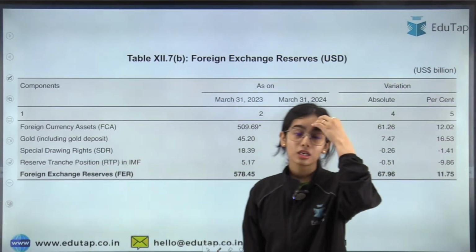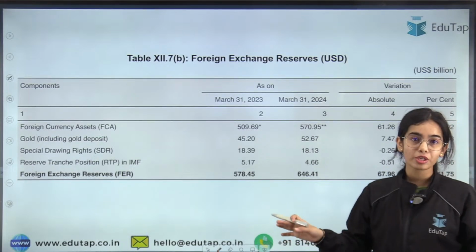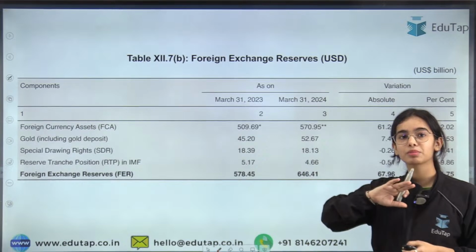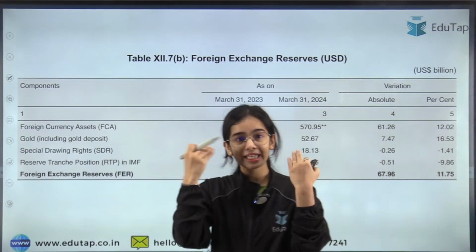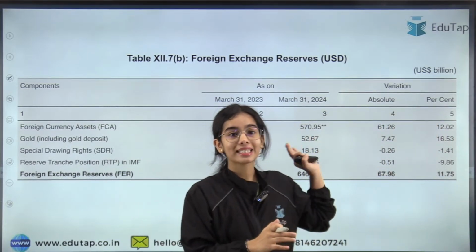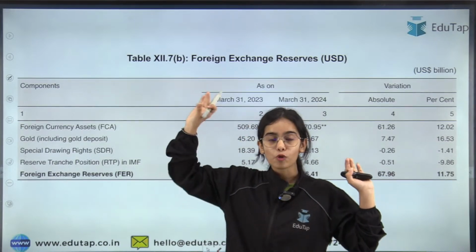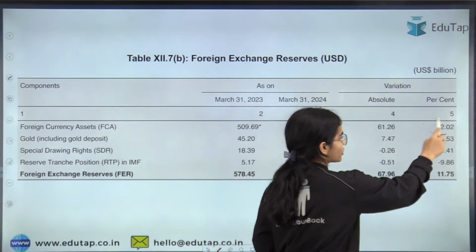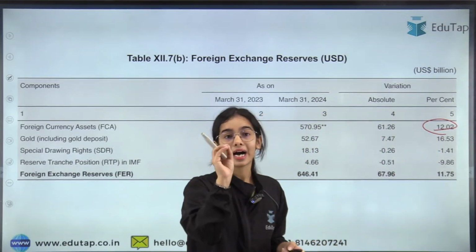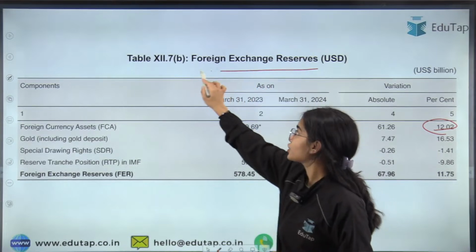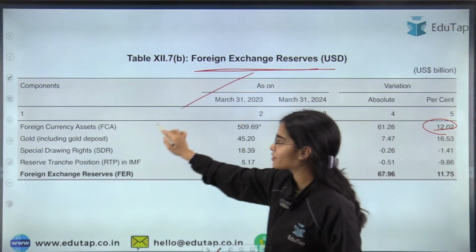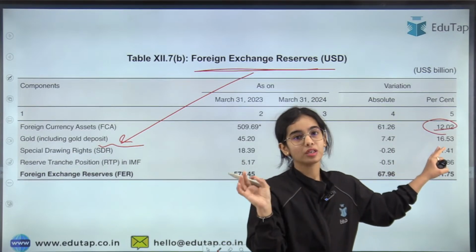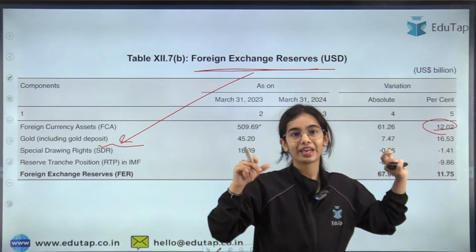Next, foreign exchange reserve. You do not have to remember the numbers here; I am again telling you, these numbers cannot be remembered. But the idea that I want to provide is that the foreign currency accounts in the foreign exchange reserves are being maintained at nearly 12%. And the highest variation is in gold, which is nearly 16.53%. So the variation is this, okay?